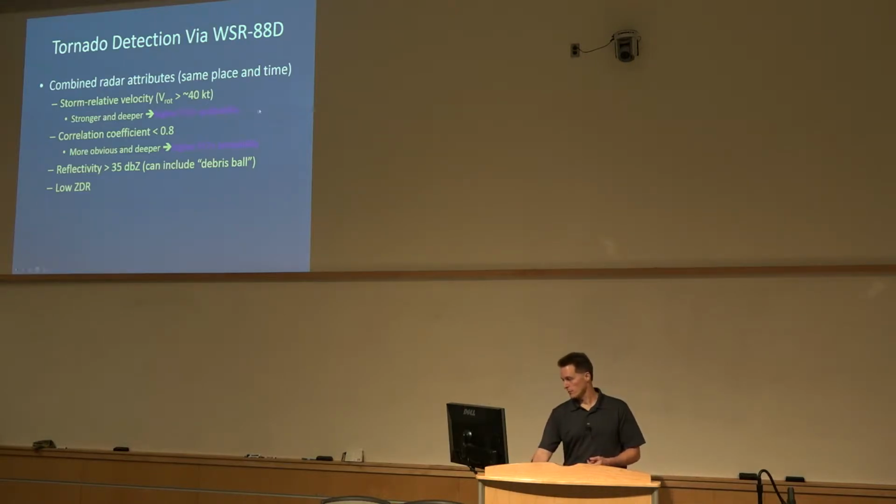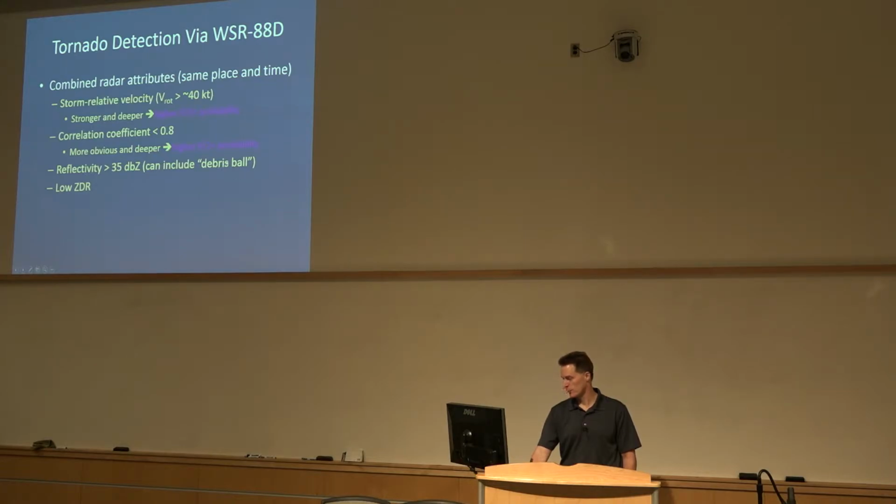So here we've got the storm relative velocity. Generally, once you get above about 40 knot rotational velocity, you tend to get stronger, deeper circulations. You get higher probabilities of EF2 or greater tornadoes when the correlation coefficient drops below about 0.8. Again, most of the default enhancement curves on GR2 are designed to highlight that. It shows up really obviously when the correlation coefficient drops below about 0.9. So any depression in the correlation coefficient, these color curves are designed to highlight that. And again, more obvious and deeper lofted debris signatures mean stronger tornadoes, but you want them with relatively high reflectivity.